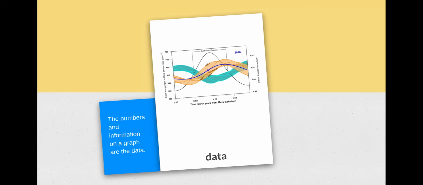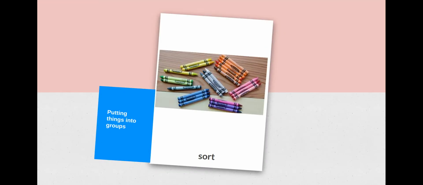I just want you to remember that if the lesson talks about the data or the teacher talks about the data, it's the information that's on the graph. It's the numbers. It could be the pictures when we get into picture graphs. It's just the stuff that you're going to see on the graph to tell us what the answer is going to be. Now, sorting. If something says to sort, that means to put things into groups.